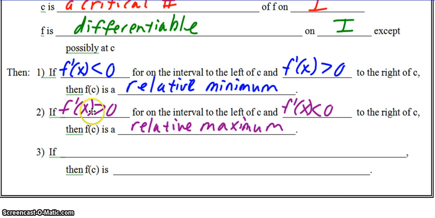If the derivative is greater than 0, the function is increasing, and then the derivative is less than 0, so the function is decreasing. So if you go from increasing to decreasing, then you turned at a relative maximum.